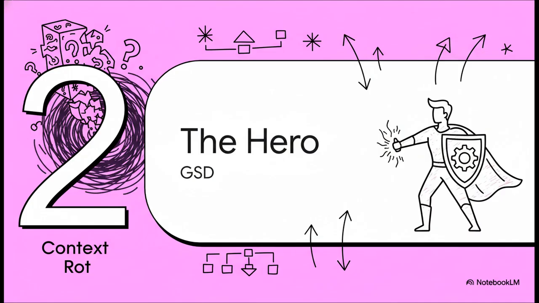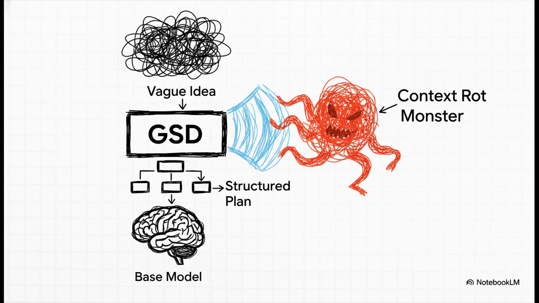And for this experiment, our hero is a tool called GSD. Now, GSD isn't a whole new AI model. Think of it more like a manager or a framework that sits on top of an existing model, in this case, Anthropic's Claude. Its entire job is to fight that context rot by forcing a structured, methodical approach instead of just letting the AI run wild with an idea.